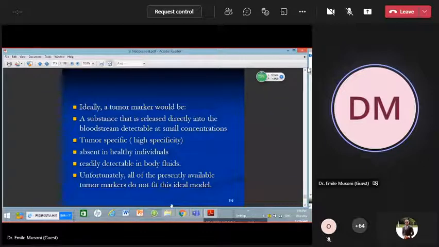Ideally, a tumor marker would be a substance that is released directly into the bloodstream, detectable at a small concentration, tumor specific, absent in healthy individuals, and readily detectable in body fluid. Unfortunately, all of the presently available tumor markers do not fit the ideal model. So in summary, there is no ideal tumor marker.